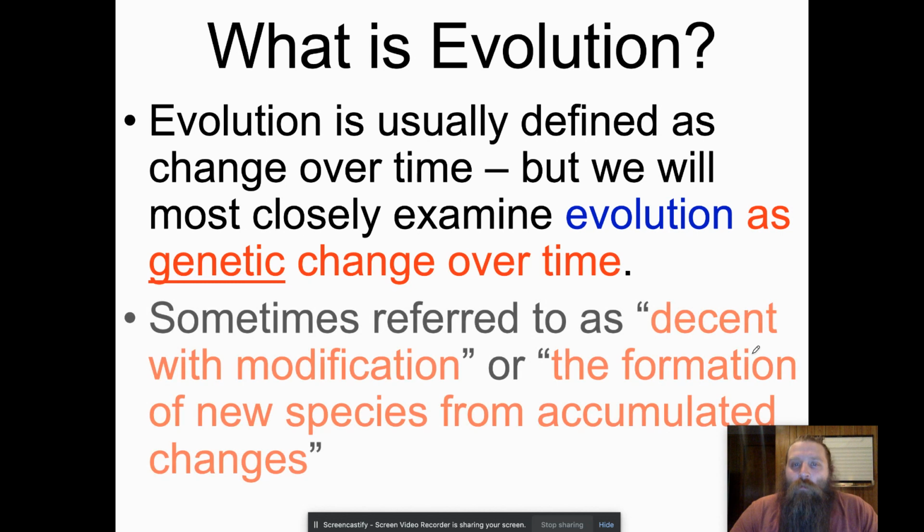Now, another way that we talk about evolution is descent with modification, or the formation of new species from accumulated changes. Descent with modification is a really common way we describe the changes that happen in a species from generation to generation, which leads to evolutionary changes.